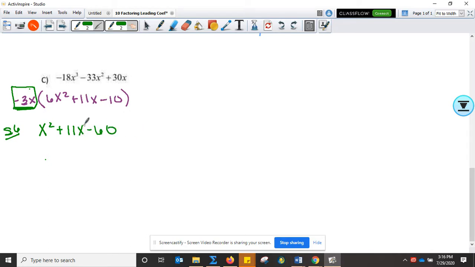Okay, since that last term is minus, we know our signs are going to be plus and minus. Okay, we want 2 numbers that multiply to give us 60. Since our signs are opposite, it's going to subtract to give me 11. I'm going to say 15 and 4. Okay, if you're not sure about that, go through every single one. 1 and 60, 2 and 30, 3 and 20, 4 and 15. You can do that. It's all right.